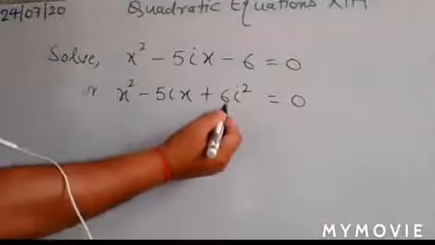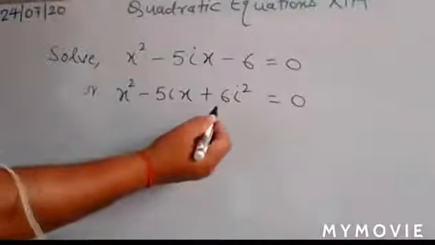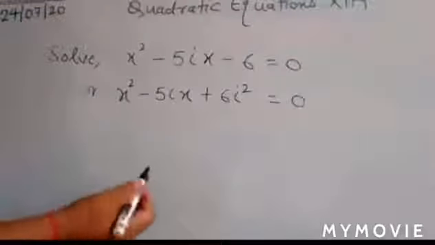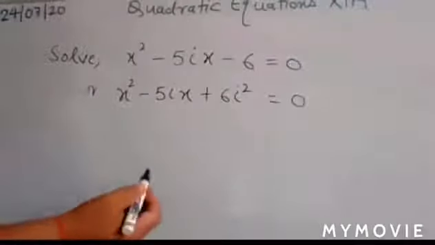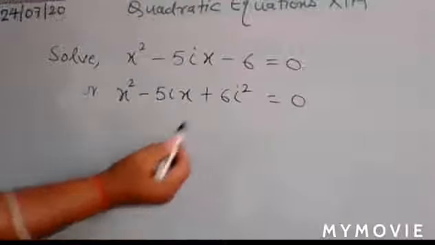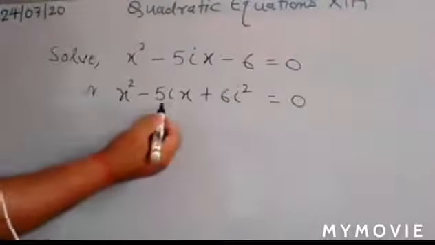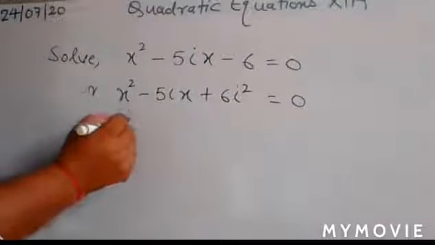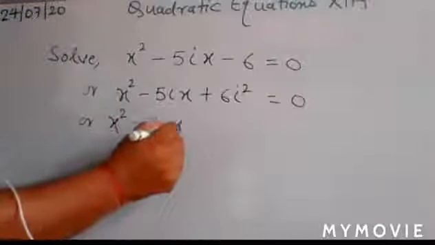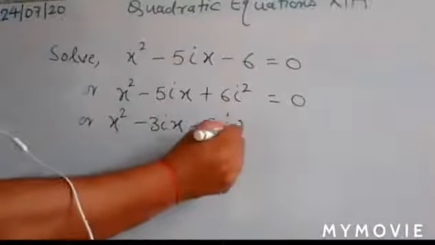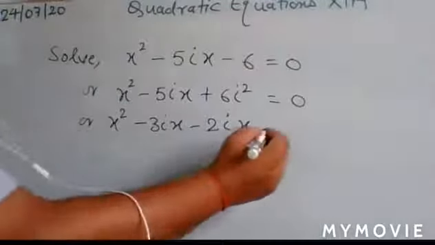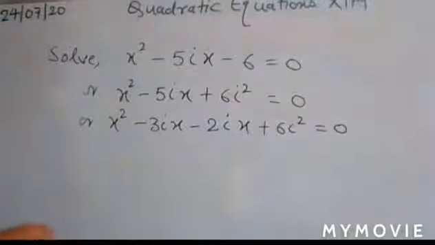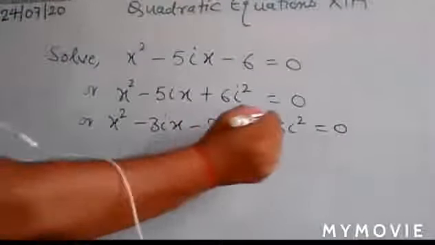Now you have to take the factors of 6i square in such a way that their sum or difference becomes minus 5ix. No doubt it will be 3ix and 2ix. So it becomes 6i square, and their sum is like that. So you can write x square minus 3ix minus 2ix plus 6i square is equal to 0.